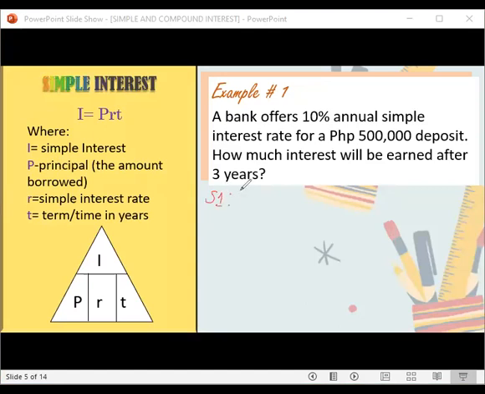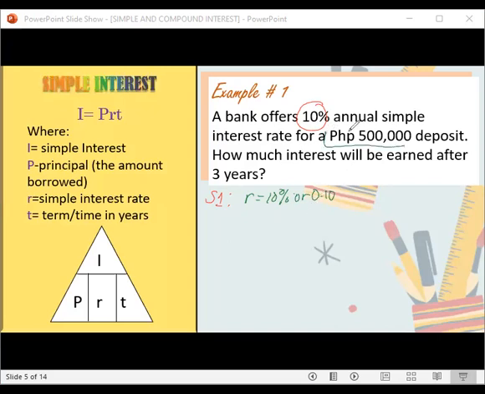So ano ba yung mga given sa example number 1? So una is the 10%. Ano ba tong 10% na to? Ito po yung ating rate. So our rate is 10%. So remember that yung rate is always converted into decimal. So 10%, kapag kinonvert natin into decimal, ay magiging 0.10 or 0.1. Alin man doon sa dalawa.